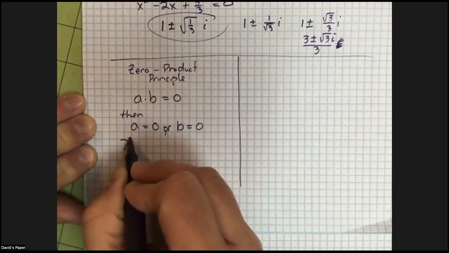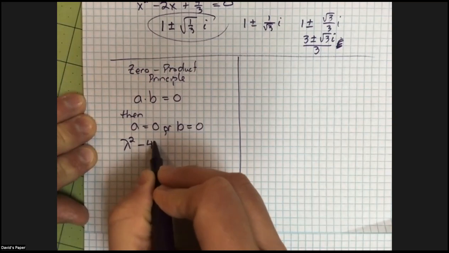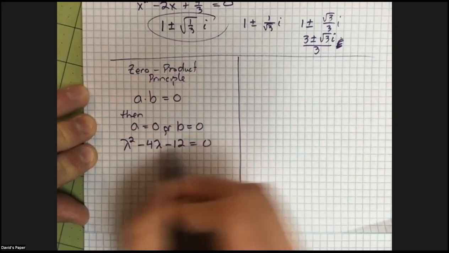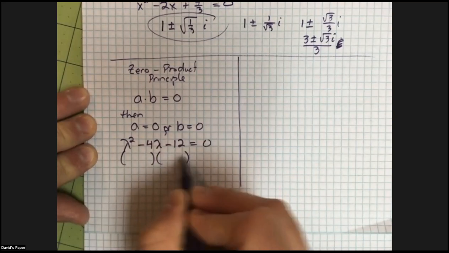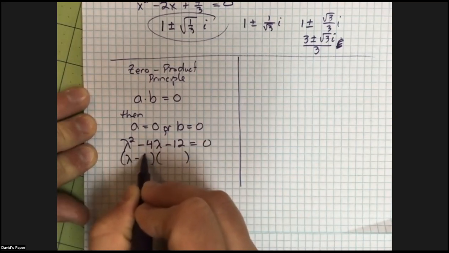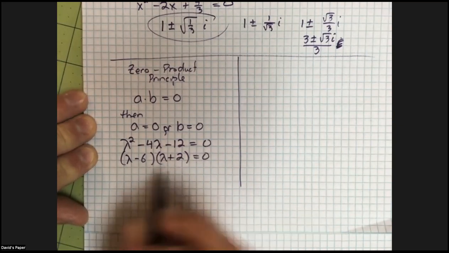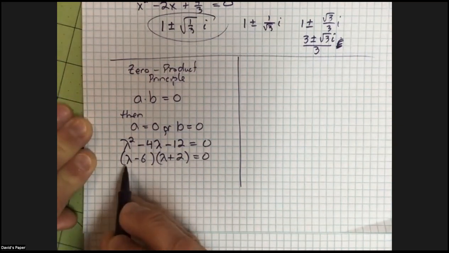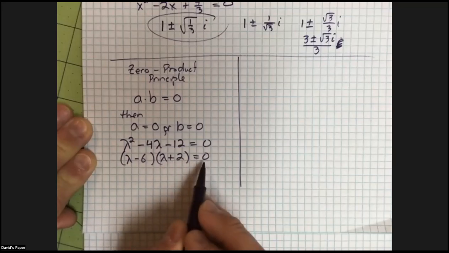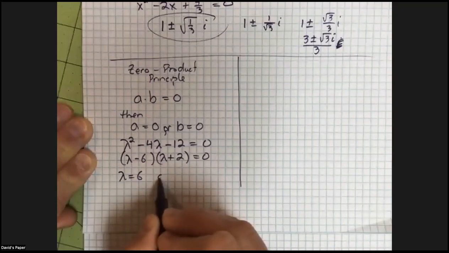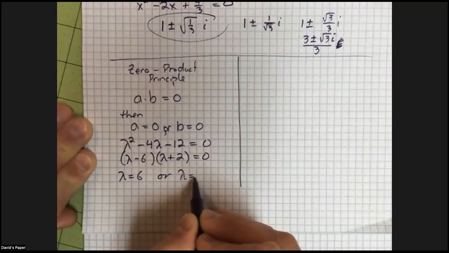You use it to solve quadratic equations. If you can factor a quadratic equation into two pieces, then you say this product is zero. One of these people has to be zero. So either lambda is 6 or lambda is minus 2.